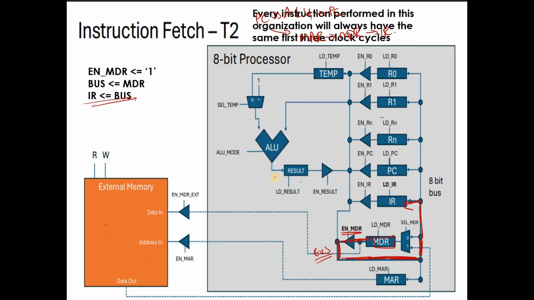So here, let me just remove my annotations. This is important for you guys to know, that every instruction performed in this organization will always have these 3 clock cycles. No matter what you get, it's always going to follow these 3 clock cycles. Why is that so? Because it is required, since the processor must fetch the instructions.